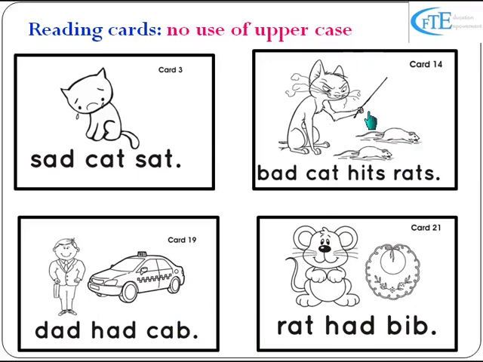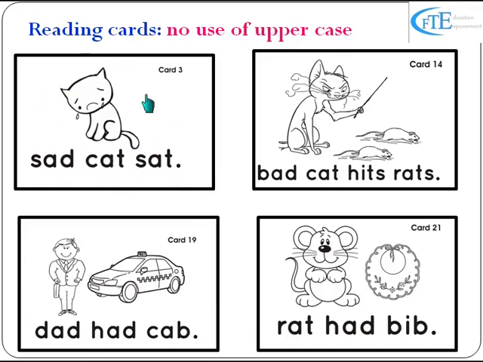Prepare small little reading cards like this with visuals. Get your child to read the sentences. Notice we do not use the uppercase when beginning a sentence initially because the child is not very familiar reading the uppercase. First, let your child sound out the word: sad, cat, sat, sad, cat, sat.